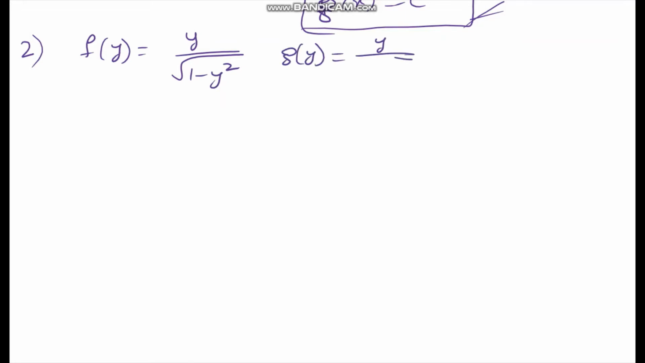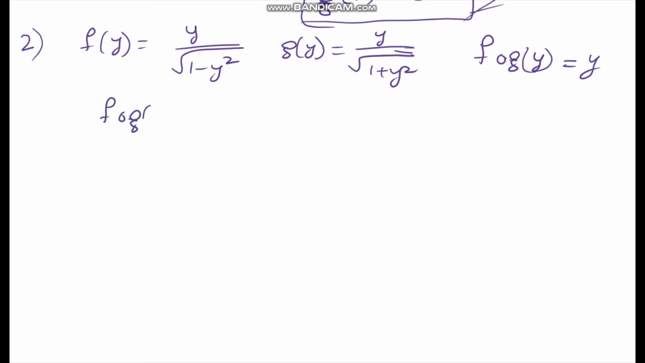Second bit, if f of y is given as y by root 1 minus y square and g of y equals y by 1 plus y square, show that fog of y equals y. We need to do this.